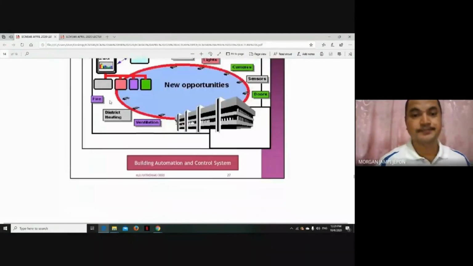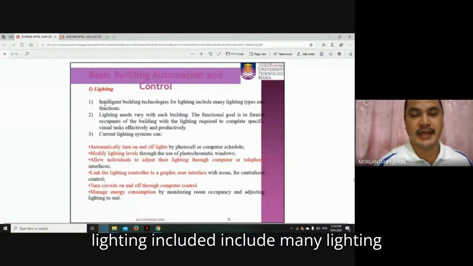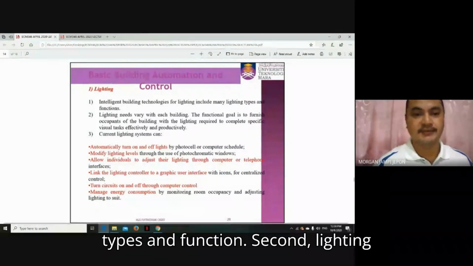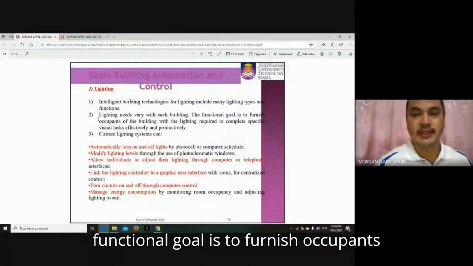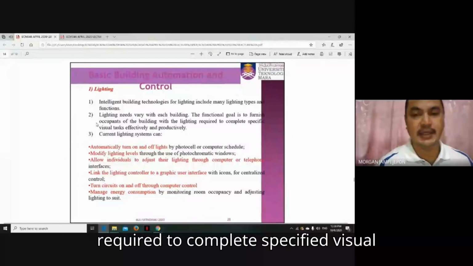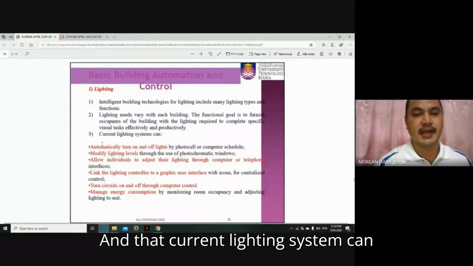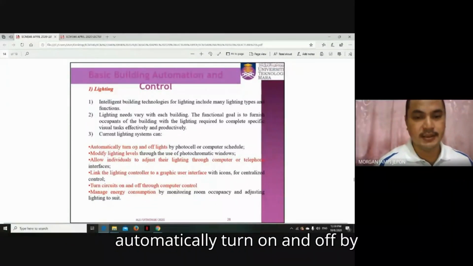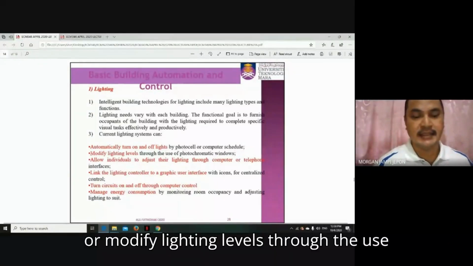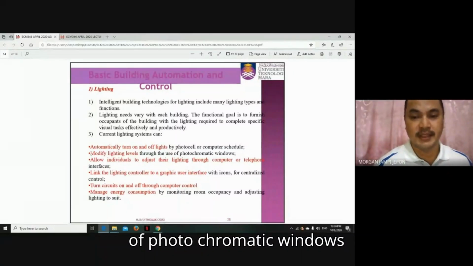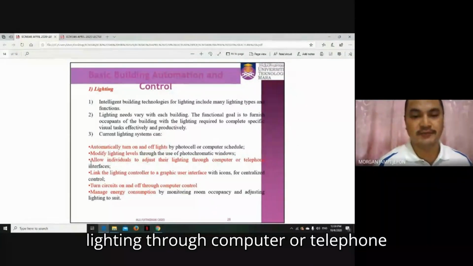Okay. So first is on lighting. Intelligent building technologies for lighting include many lighting types and functions. Second, lighting needs vary with each building. The functional goal is to furnish occupants of the building with the lighting required to complete specified visual tasks effectively and productively. And third, current lighting system can automatically turn on and off by photocell or computer schedule, or modify lighting levels through the use of photochromatic windows, or allow individual to adjust their lighting through computer or telephone interface.